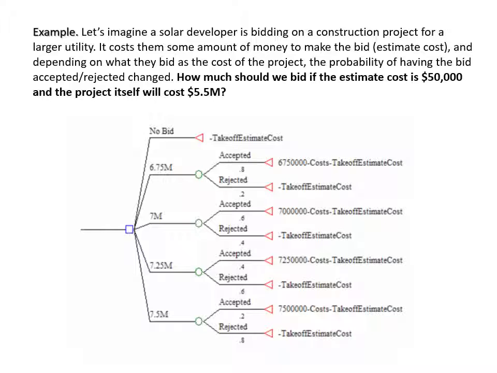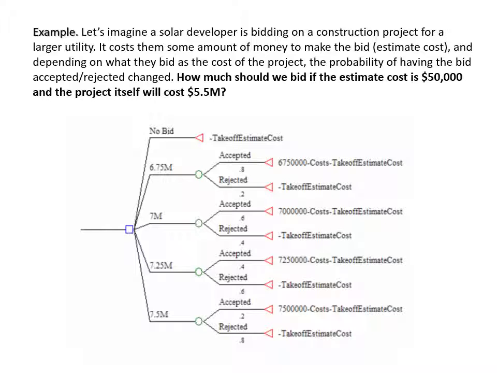And so we're trying to figure out what bid we should make here based on the project costs, the cost of putting the bid together, which is $50,000, and the potential profits which we would make, which depends on the bid value itself, as well as the probability, given what our bid is, that it's rejected or accepted. Now, if it's rejected, we don't make any money off of this, but we still have to pay the $50,000.